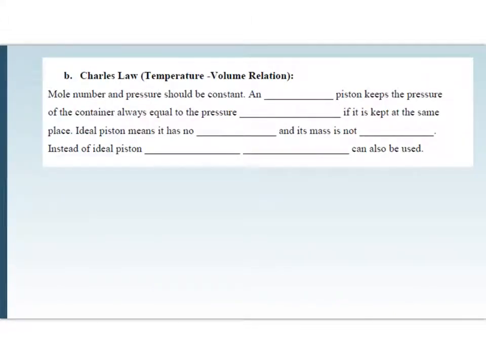So next law, Charles law, temperature volume relation. In this case, mole number and pressure should be constant. You're using an ideal piston which keeps the pressure of the container always equal to the pressure outside if it's kept at the same place. Ideal piston means it has no friction and its mass is not encountered, meaning not important. Instead of ideal piston, in some of the questions, an elastic balloon can also be used.